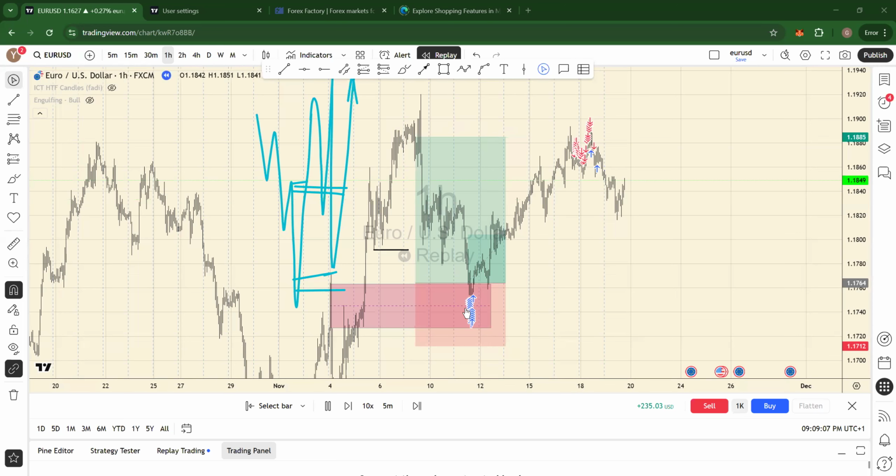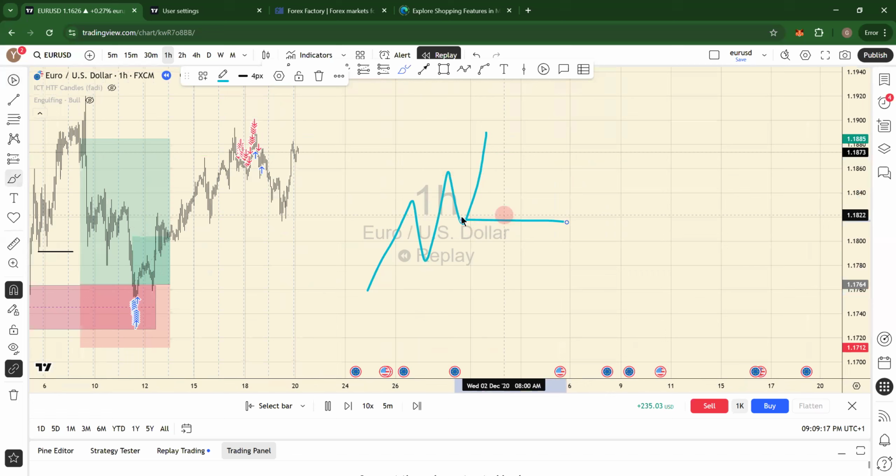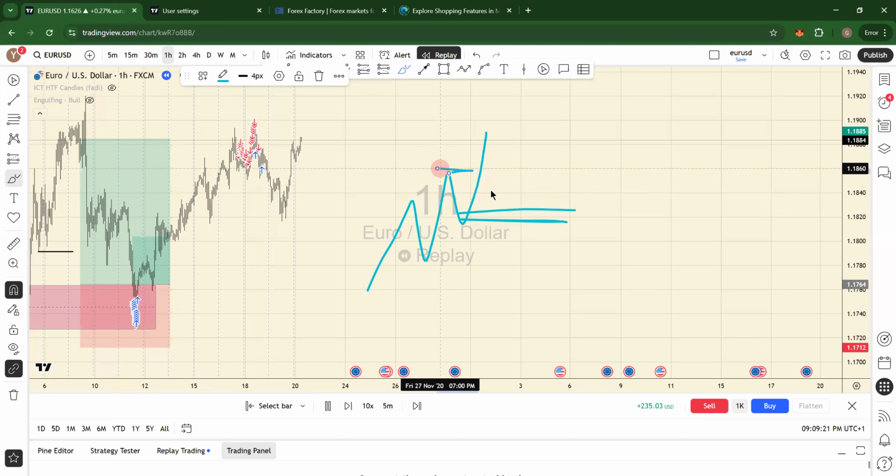So how would I know a valid breaker block? I've just explained it now. This is the pattern. It should first of all be a good bullish order block. That's one thing you have to understand.